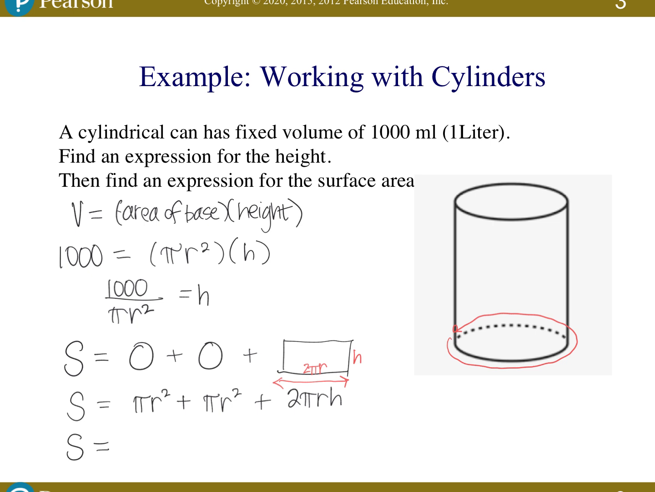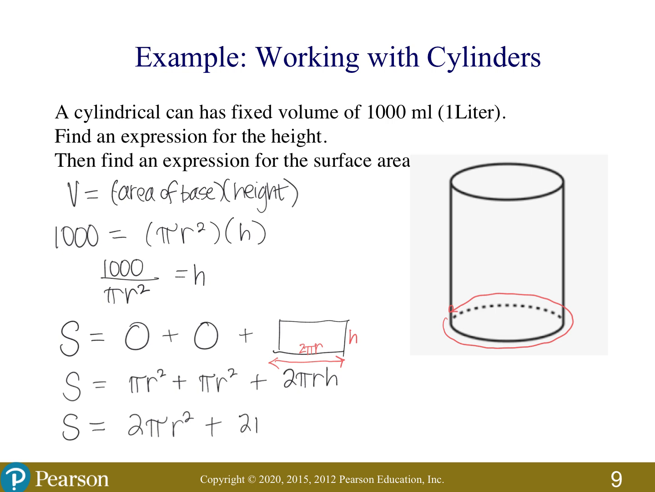So I can put the two circles together. So it'll be 2 pi r squared. And then I can replace h. So 2 pi r. And then I can replace that with 1,000 over pi r squared. And that will simplify as well.